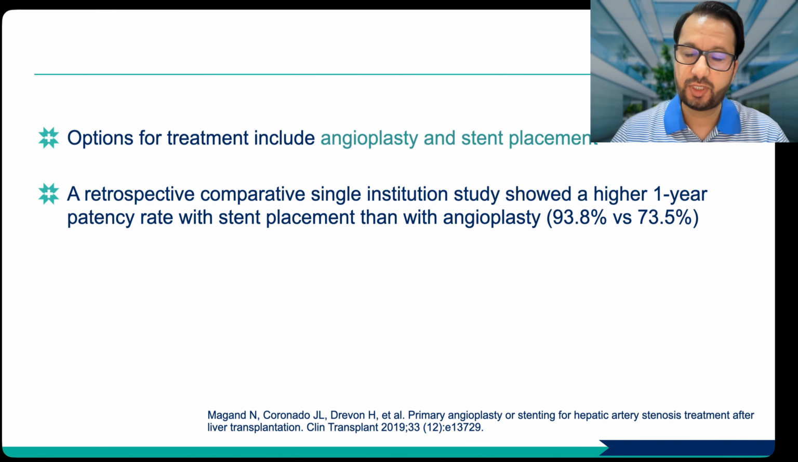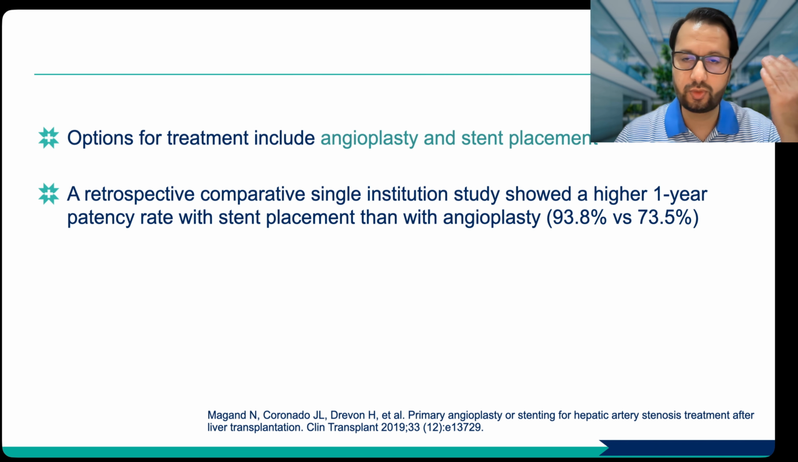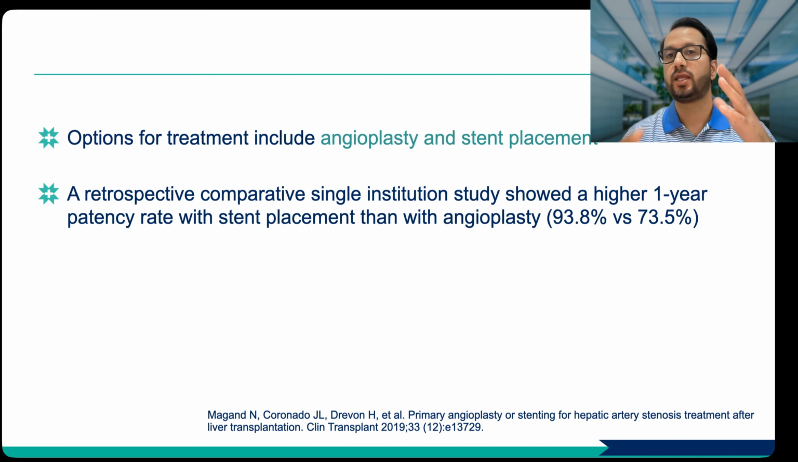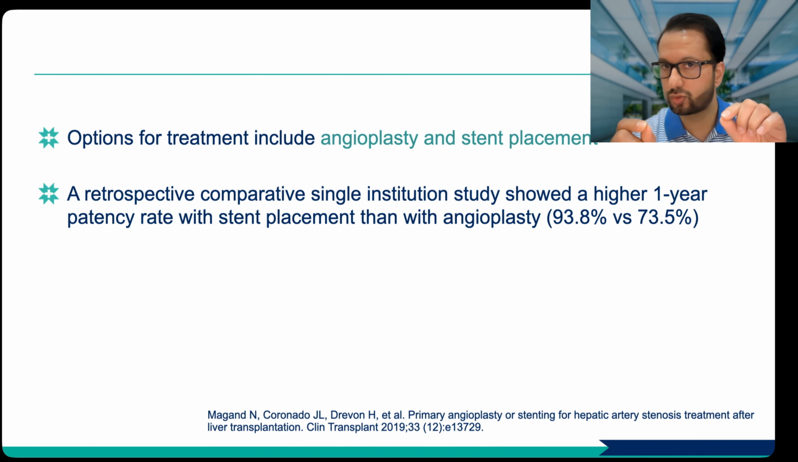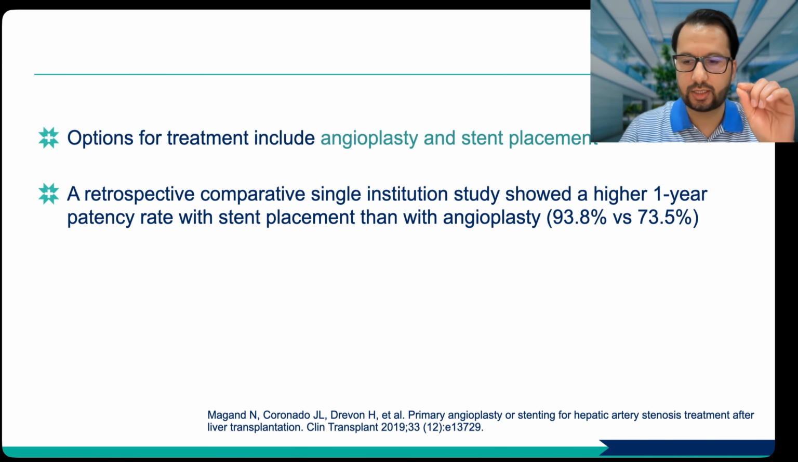Options for these patients are again angioplasty and stent placement, and the literature shows us that angioplasty alone is inferior to the stent placement. However, like I said, stents have their own unique challenges, and in case of hepatic artery, there is an additional challenge that hepatic artery is usually thin, small, and sometimes having a tortuous course, which may make it difficult to land the stent in the correct position.